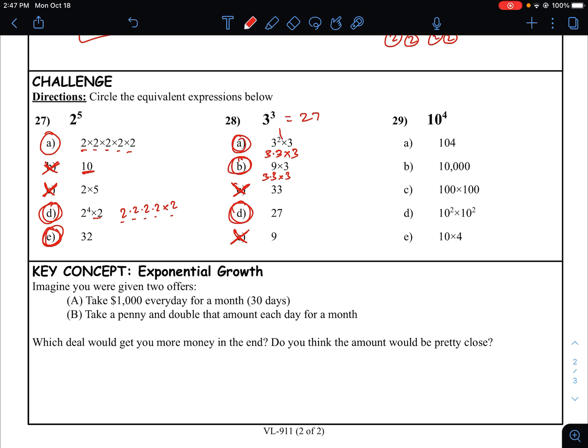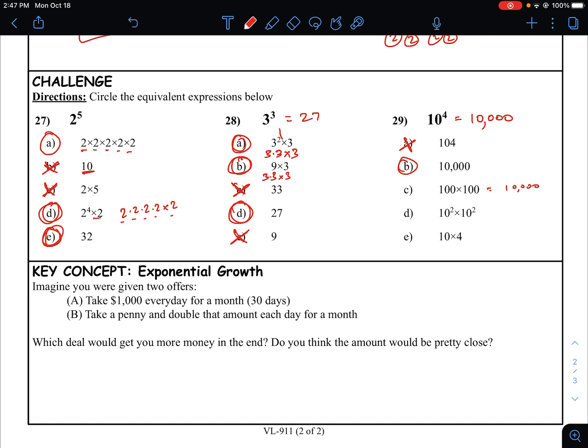10 to the 4th power does not equal 104. It is 10, or sorry, it's 1 with 4 zeros. So 1 with 4 zeros, so 10,000 is correct. 100 times 100, what is that? Well, isn't this 1 with 4 zeros?